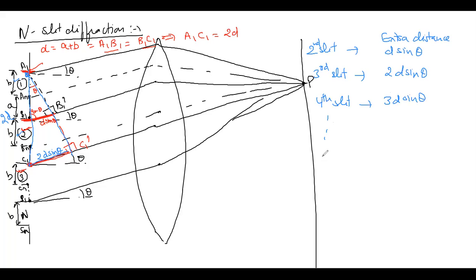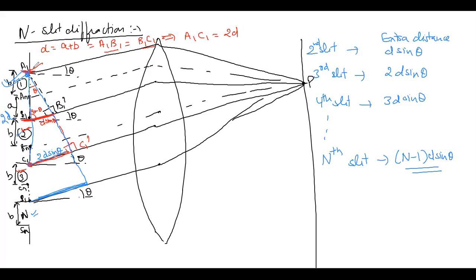And so on. So if you talk about the nth slit, which is the last slit here, and as I said before, this nth slit could be your 4th slit, 40th slit, or 4000th slit, this is going to be (n minus 1) d sine theta. This much extra distance is going to be traveled by the wavelets which are starting from this nth slit as compared to wavelets which are going to start from the first slit.